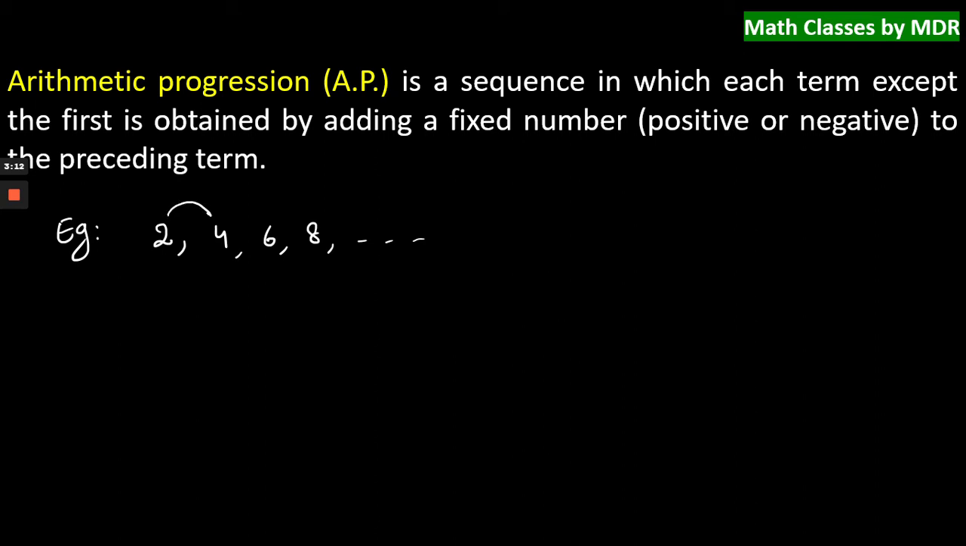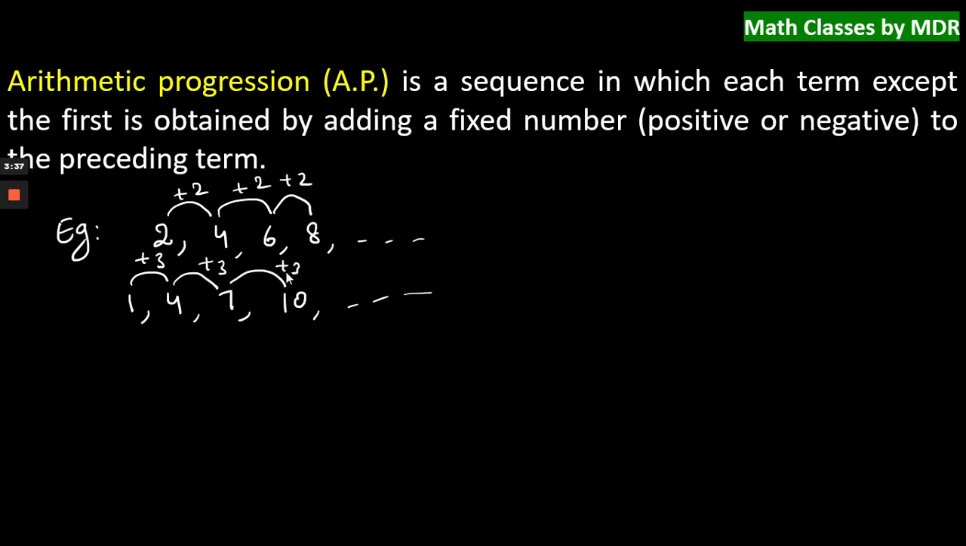By adding 2 to the previous term, you'll get the next term, plus 2 and so on. Or it may be something like 1, 4, 7, 10 and so on. This is also another example of an arithmetic progression. By adding 3 to the previous term, we will get the next term. So this is also an example of an arithmetic progression or arithmetic sequence.